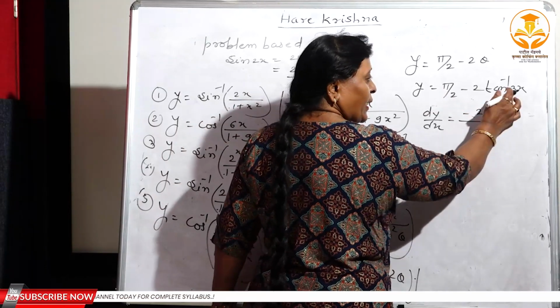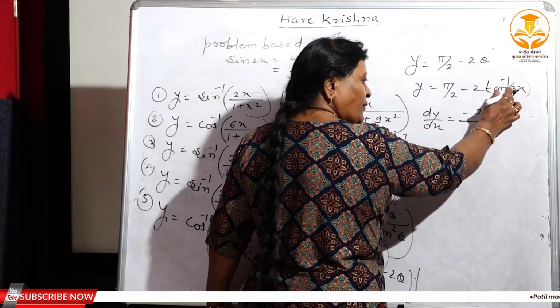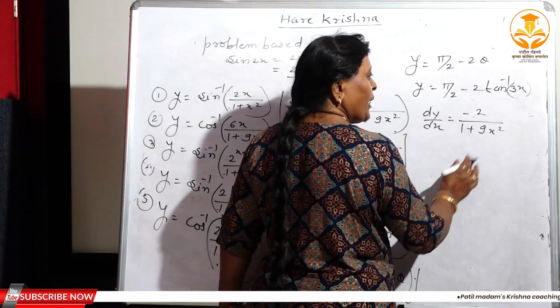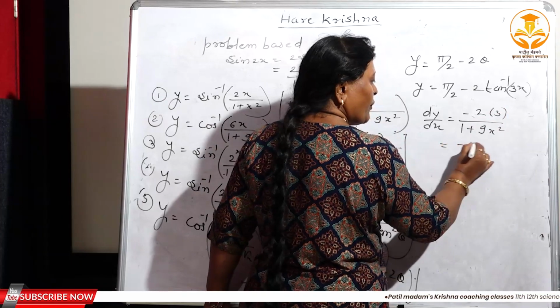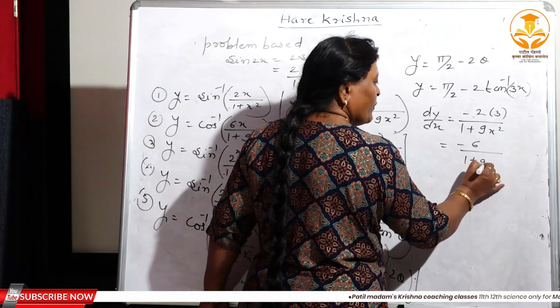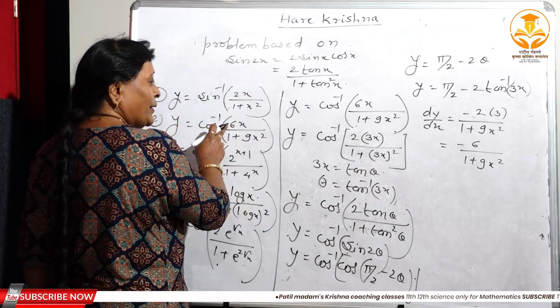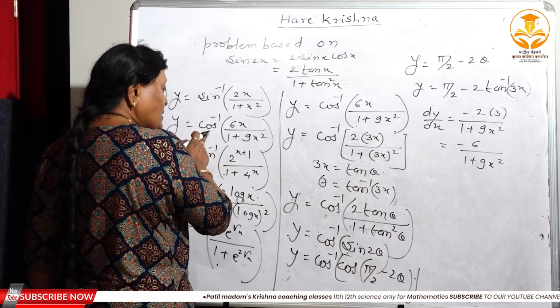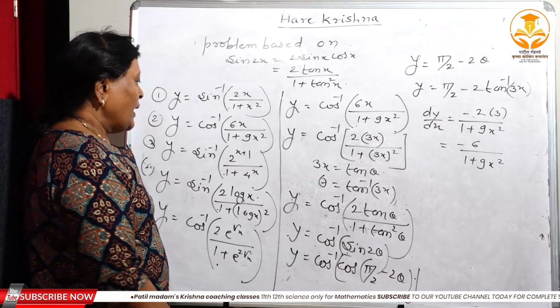Here again apply the chain rule. Here substitute u. The derivative of tan inverse u is 1 upon 1 plus u square, that means 9x square. And the derivative of 3x is equal to 3. Therefore, here you have got minus 6 divided by 1 plus 9x square. That I have told you already. The derivative of 6x is 6. The denominator remains as it is. But since there is a cos inverse, you will get the minus sign. Isn't it? That is the second one.